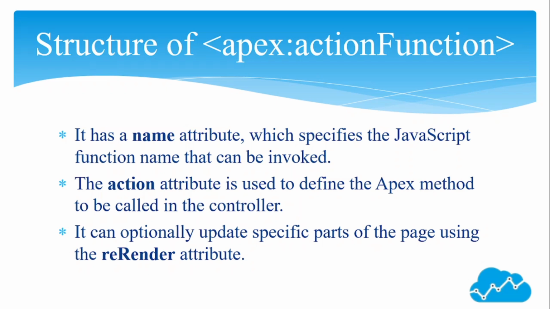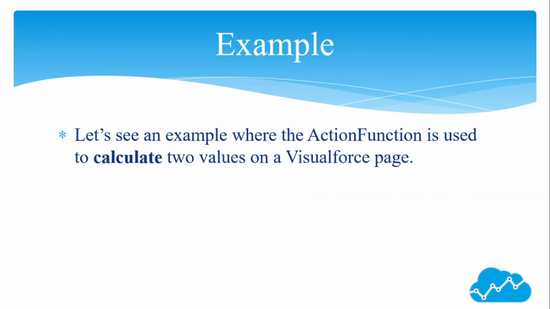Structure of Apex action function. It has a name attribute which specifies the JavaScript function name that can be invoked. The action attribute is used to define the Apex method to be called in the controller. It can optionally update specific parts of the page using the re-render attribute. Let's see an example where the action function is used to calculate two values on a Visualforce page.